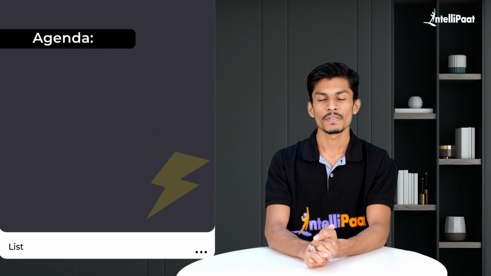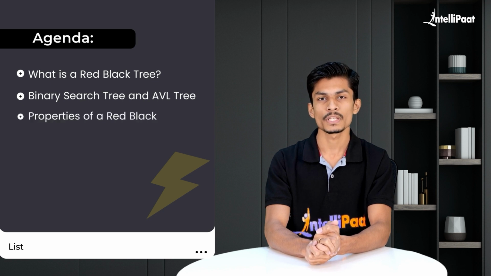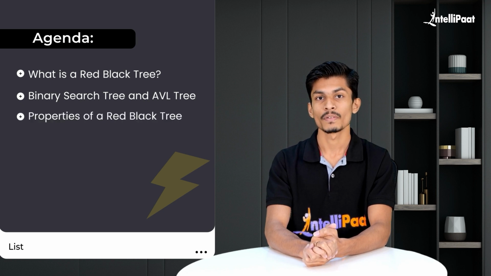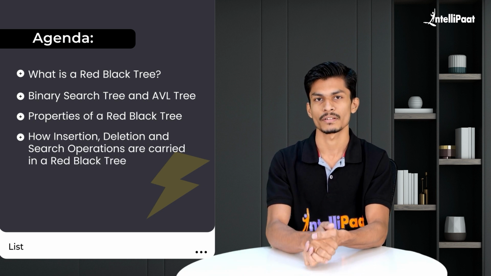First of all, let me take you through the agenda that we have for this session. We will start by understanding what a red-black tree is. In order to understand the topic better, I'll try to cover the prerequisites like binary search tree and AVL tree. Then we will move ahead and learn about the properties of a red-black tree. Then we will try to understand how insertion, deletion and search operations are carried out in a red-black tree.